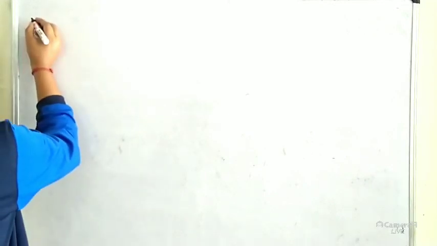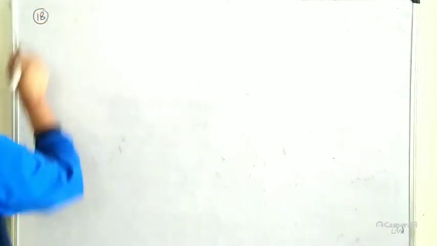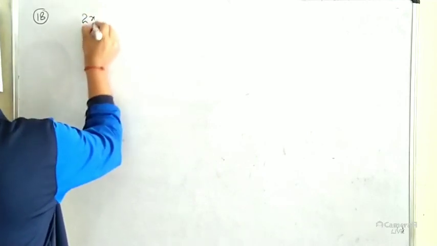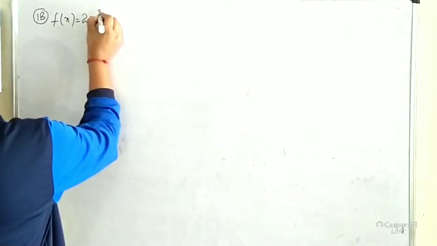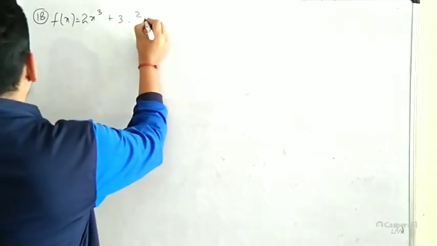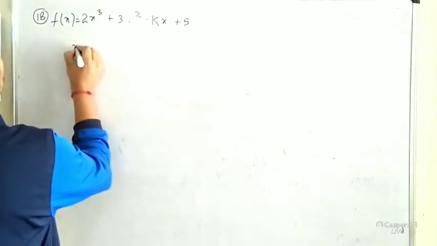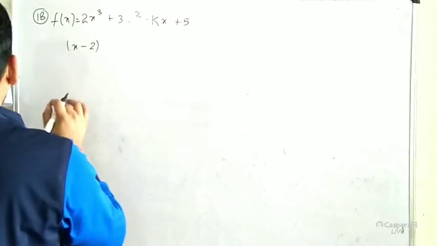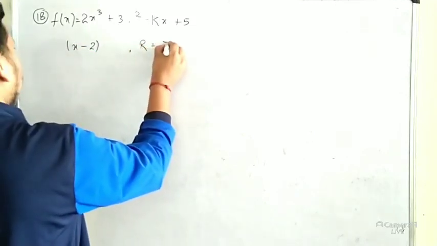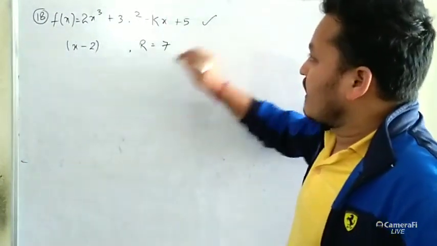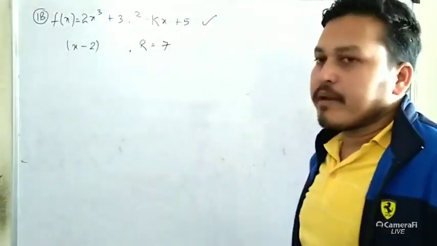Okay, let's pick up one question from here. Question number 18 of the last exercise. Using remainder theorem, find the value of k. Find the value of k if on dividing 2x cube, let's suppose it is f(x), so 2x cube plus 3x square minus kx plus 5 by x minus 2, it leaves a remainder 7. What will be the value of k when the given expression is divided by x minus 2?